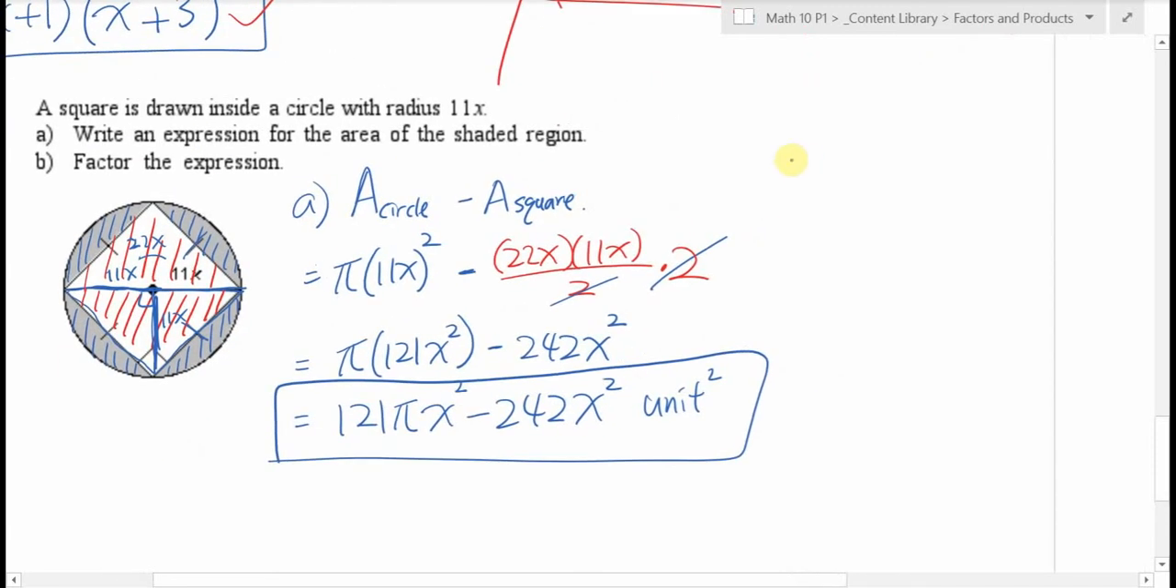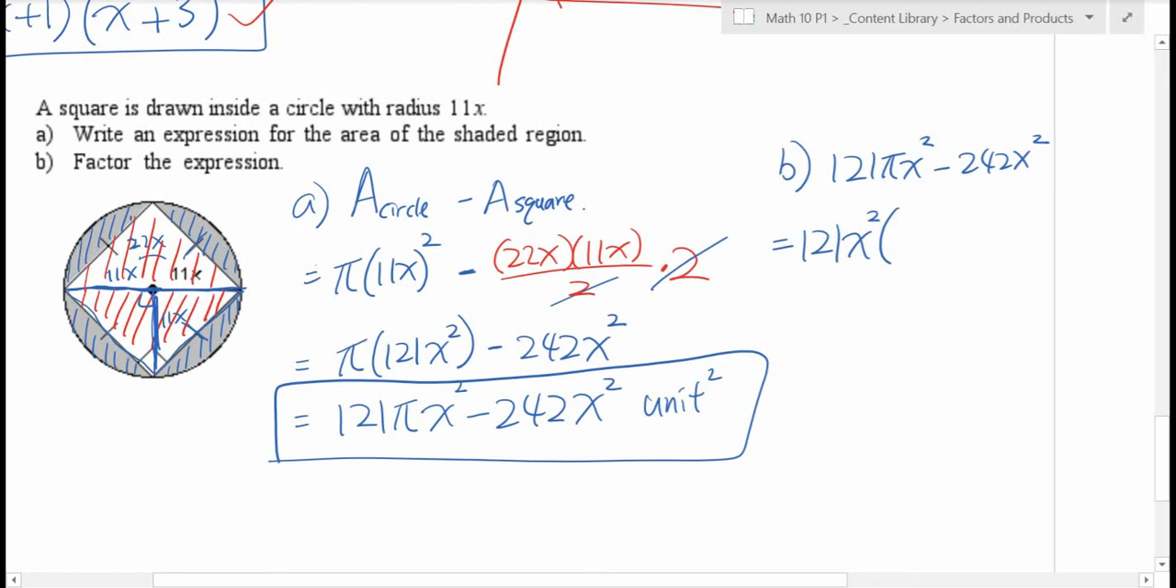Now for part B, we want to factor this. So let me rewrite it: 121 pi x squared minus 242 x squared. If we look for the common factor, here's 121 and that's 242. Hopefully you realize that 242 is simply twice 121. So 121 would be our greatest common factor. There's x squared here and also x squared there, so that's also a common factor, the greatest common factor in fact.